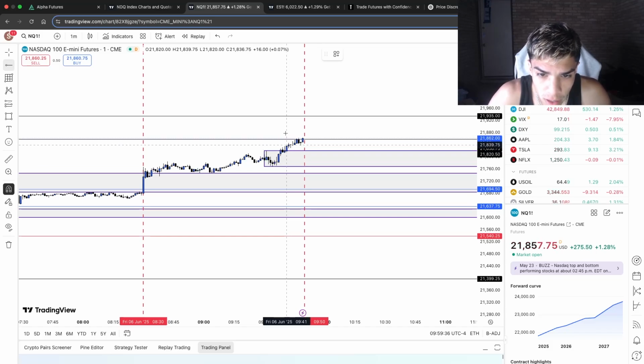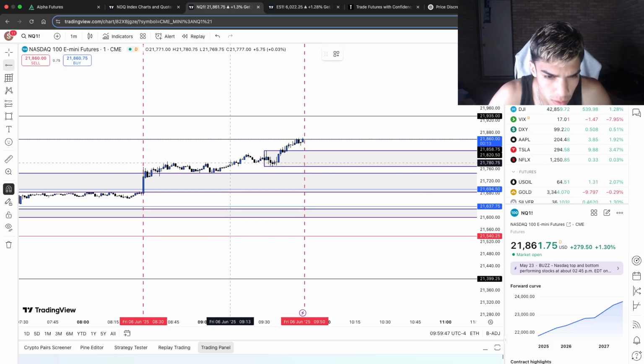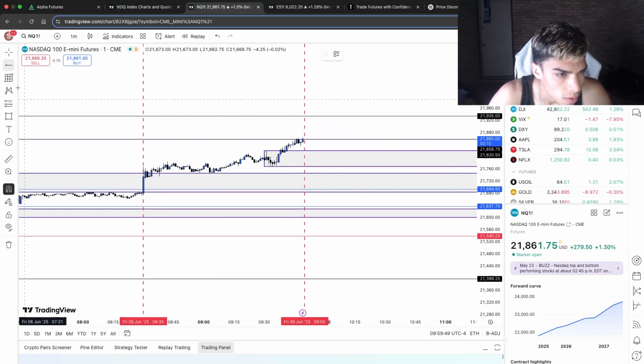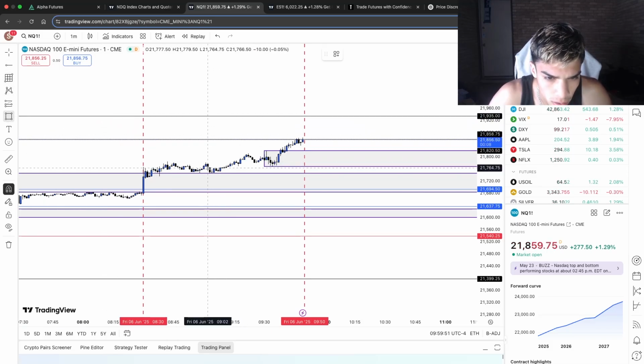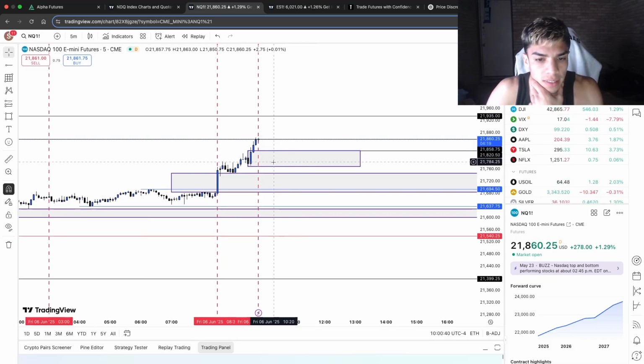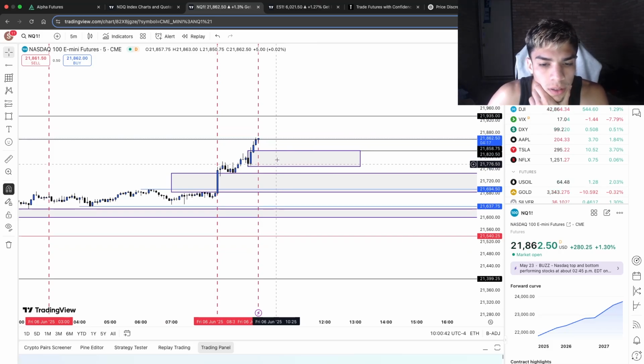Is there a fair value gap? Fair value gap, inverse fair value gap. No, right? There actually is one right here. I can't see it though. It's so small. I would like to see this order block get filled, man.